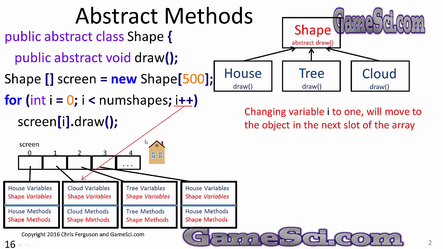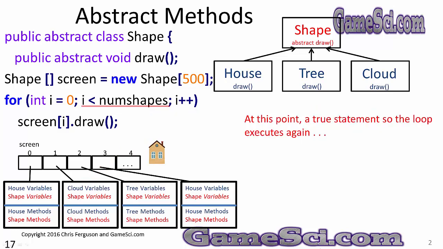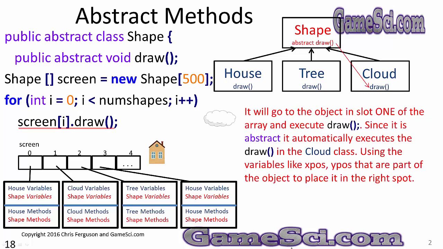When i is 1, it means we want to access this cloud object. 1 less than numShapes is still going to be a true statement, so the loop will execute again, and we'll go down and do the draw routine. Now, what happened when we went to slot 1 to do a draw? Again, in slot 1, we just happen to have a cloud. That's what this diagram is showing you.